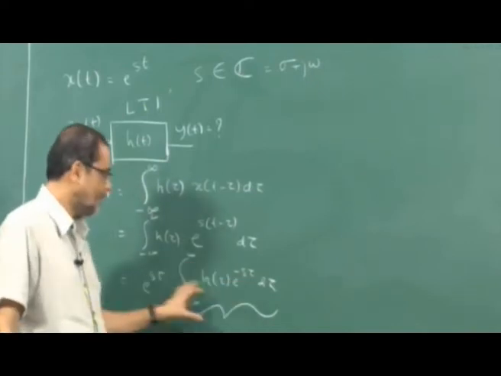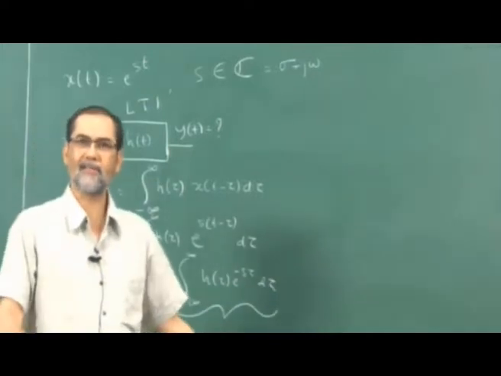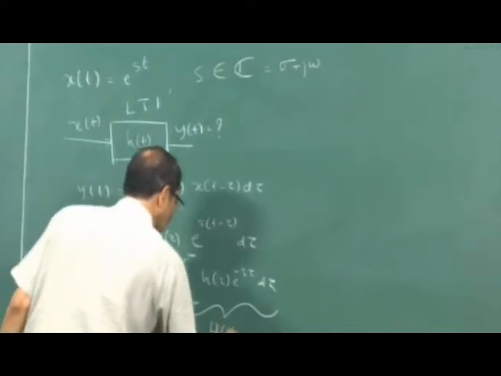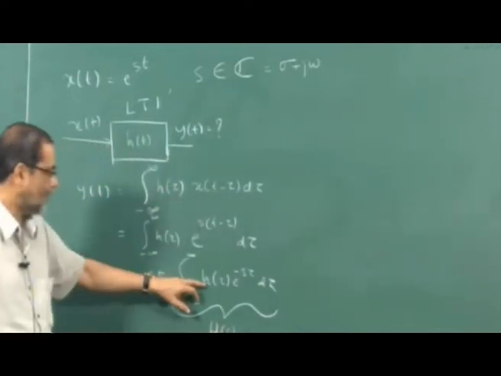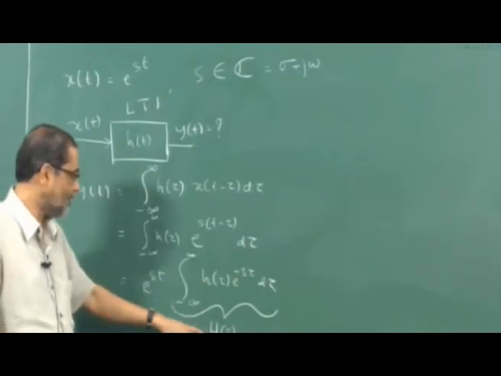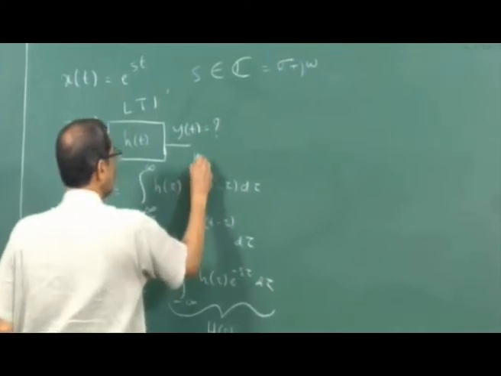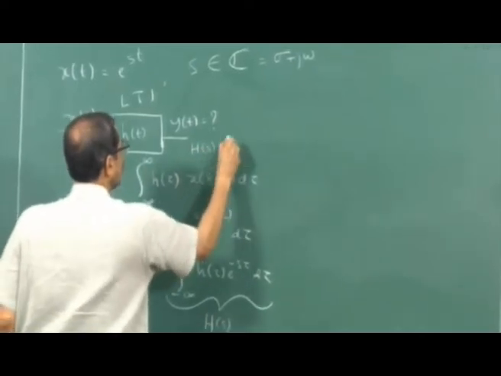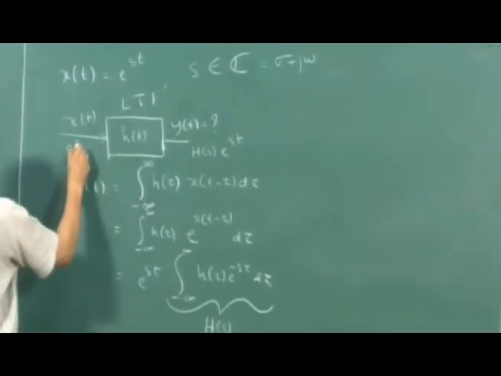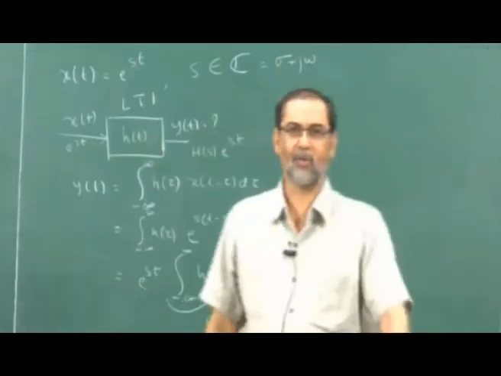So this integration will be some function of s. Let's call this capital H of s, simply because I'm taking h and transforming it. If you call this H of s, then you can see that my output is H of s e raised to s t. So input is e raised to s t and output is e raised to s t. That's what is shown in this slide.